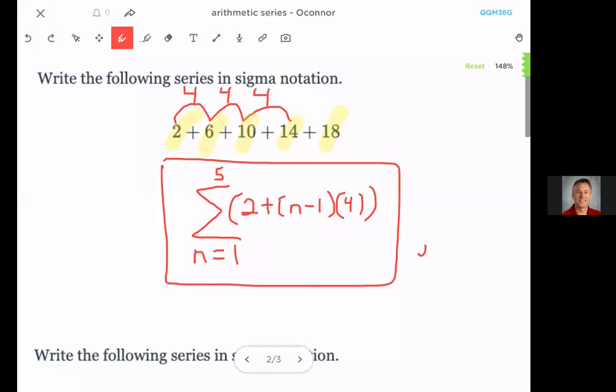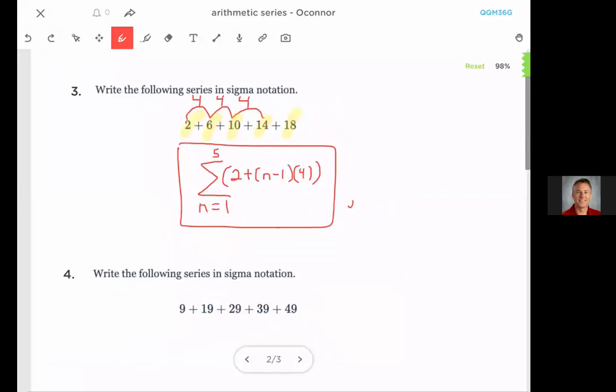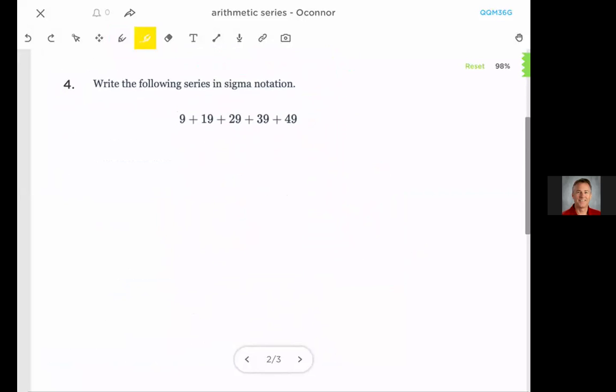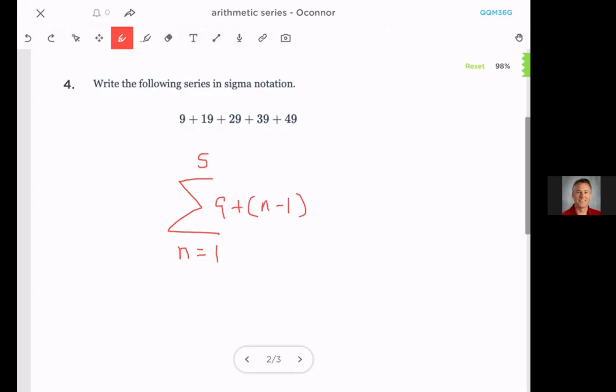All right, let's go over that second one on the class kick here. So we want to write this in sigma notation. So I have my sigma, and I know that there are 1, 2, 3, 4, 5 terms. So n is going to go from 1 to 5. And then my formula is a sub 1, which is the first term, plus n minus 1 times d, and d is 10 because it's going up 10 each time.